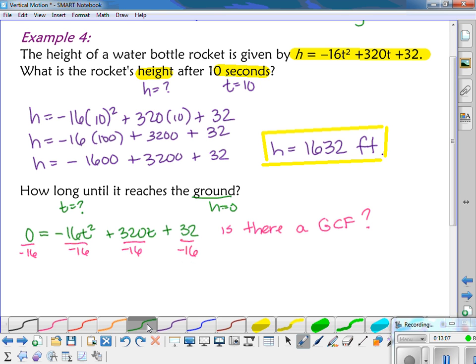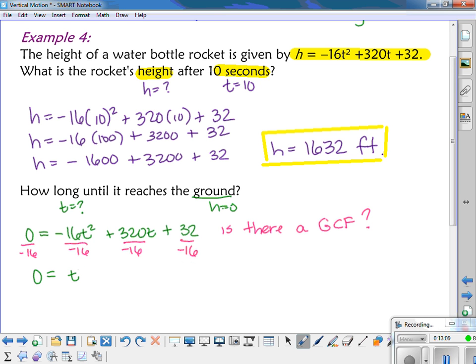All right, so now I have 0 equals t squared minus 20t plus 2. Is there any way to multiply and get 2 and have it add up to 20? No. So that means you can't factor this one. So we can either complete the square or use the quadratic formula.